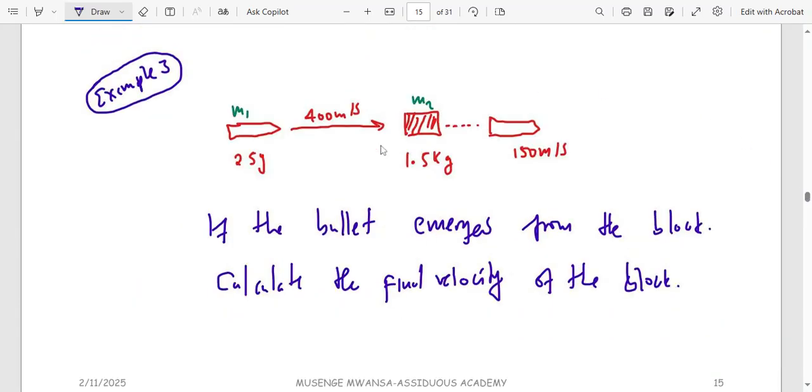Now let's say you add a bullet. This bullet went and hit the block that is not moving, and then the bullet, instead of sticking, it moved. It was initially moving at a velocity of 400 meters per second, and then it pierces this object and then moves. The velocity decreases, now moving at 150 meters per second. So what will be the final velocity of this block when the bullet emerges?